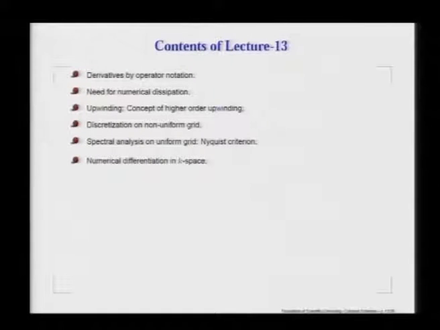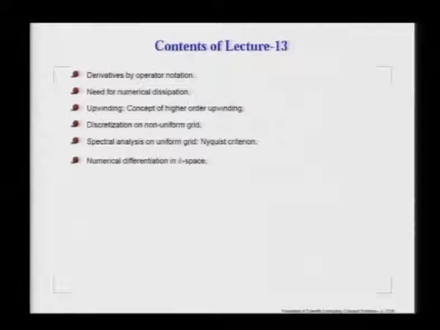In today's lecture number 13, we will review again the derivatives obtained via operator notation. Then we will discuss why we need upwinding, or why we need numerical dissipation even when we are solving differential equations which are non-dissipative in nature.